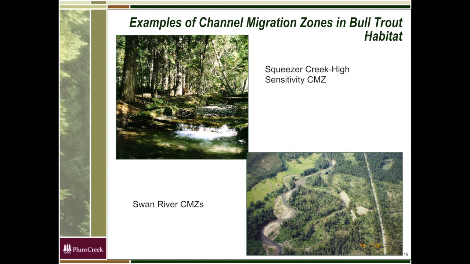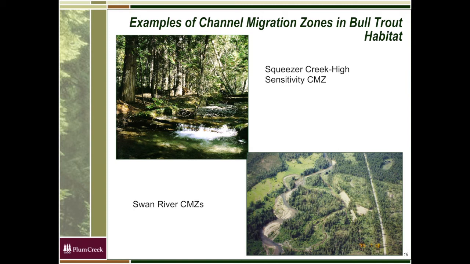This place is Squeezer Creek, which is in the Swan Valley, a tributary of the Swan River, and currently is the highest density bull trout spawning stream documented in the Pacific Northwest. We found 141 redds within a 1,000-foot reach of this stream. And it maybe doesn't look like much, but if you go in there in October when the bull trout are in there spawning, it's quite a sight.